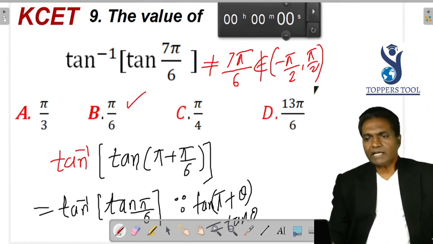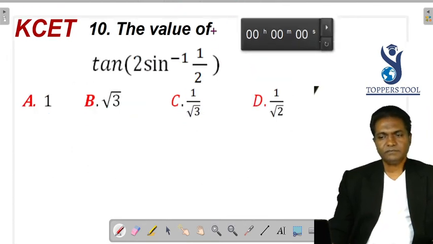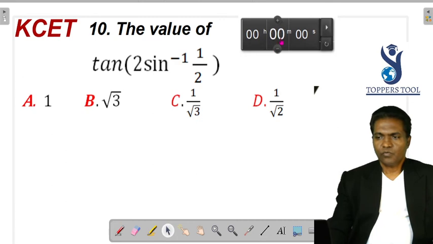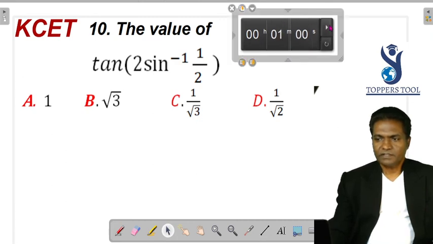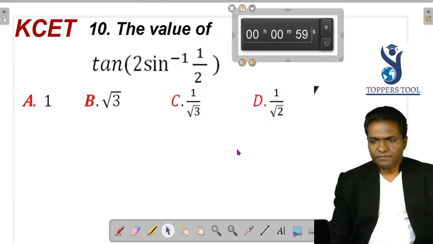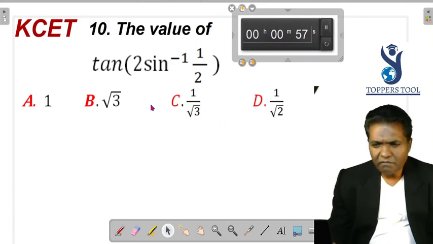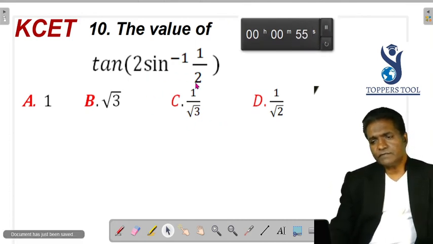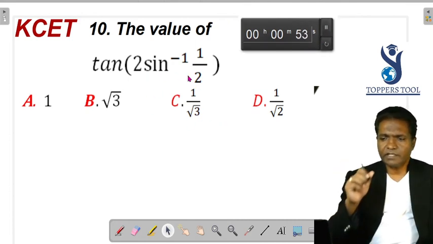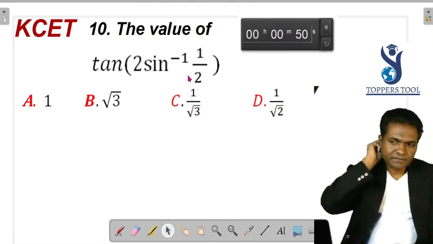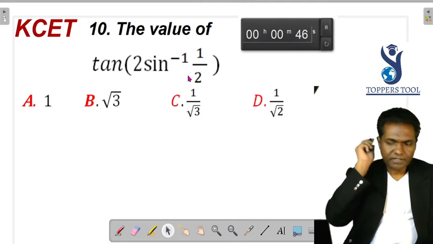So we will have the last of this session. So do it. 1 minute. Come on. The value of tan of 2 sine inverse 1 by 2. Very simple. You can do it in 30 seconds.